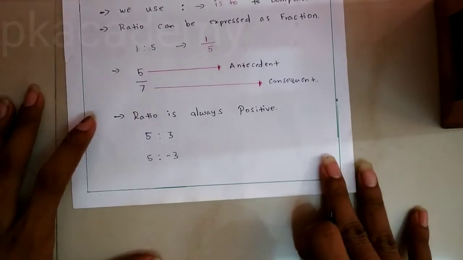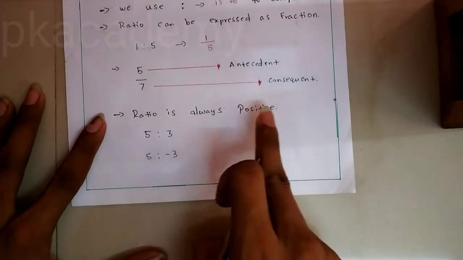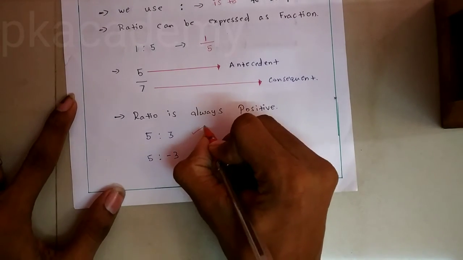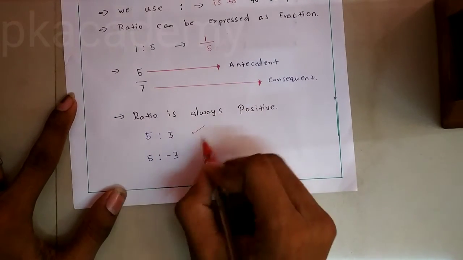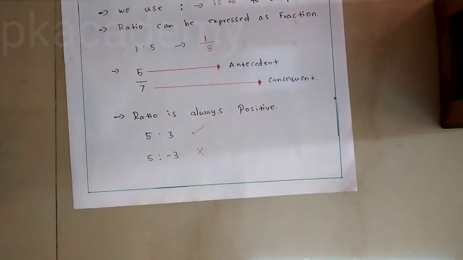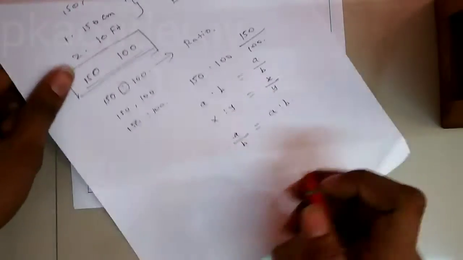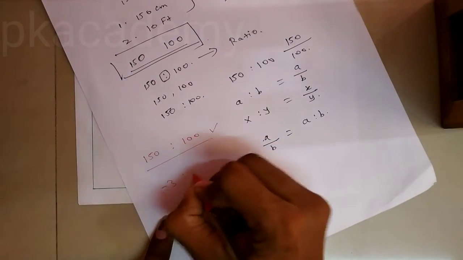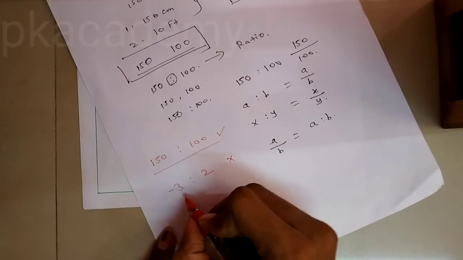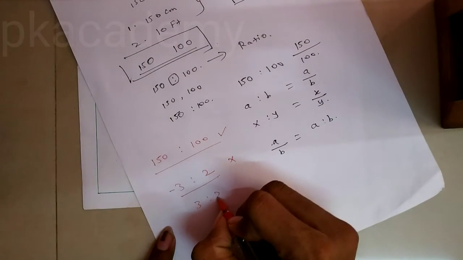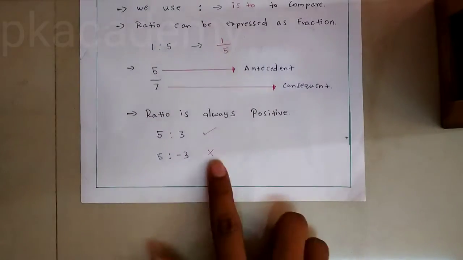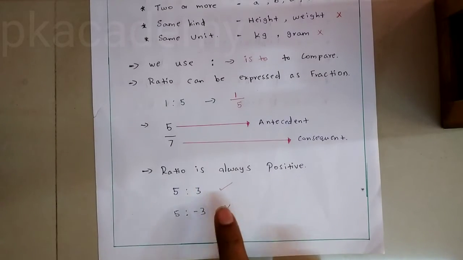Okay. The next important thing is ratio is always positive. Here they gave 5 is to 3. This is right. 5 is to minus 3 cannot be right. So ratio is always positive. This ratio is correct, but minus 3 is to 2 is wrong. It must be in a positive statement. So ratio is always positive. It cannot be negative. Remember.